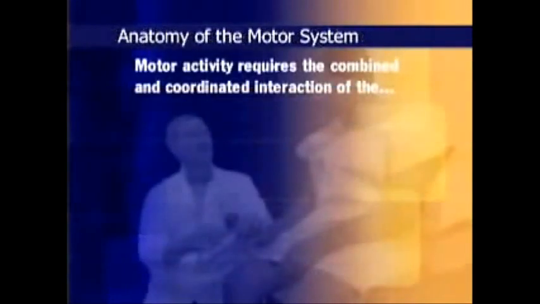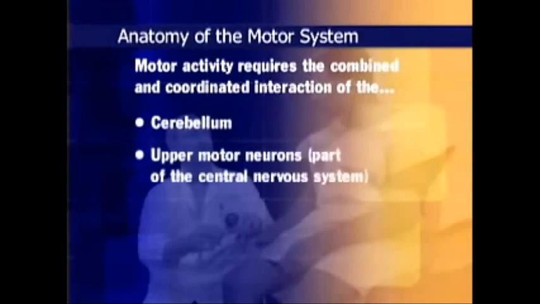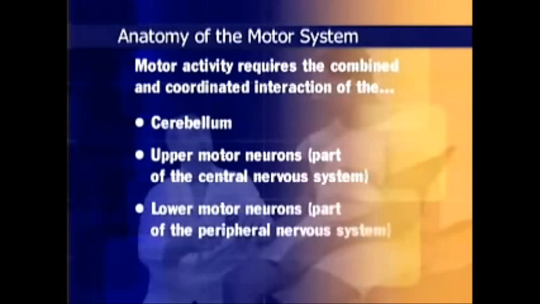Let's briefly review the anatomy of the motor system. Motor activity requires the combined and coordinated interaction of the cerebellum, upper motor neurons, which are part of the central nervous system, lower motor neurons, which are part of the peripheral nervous system, and the muscles.